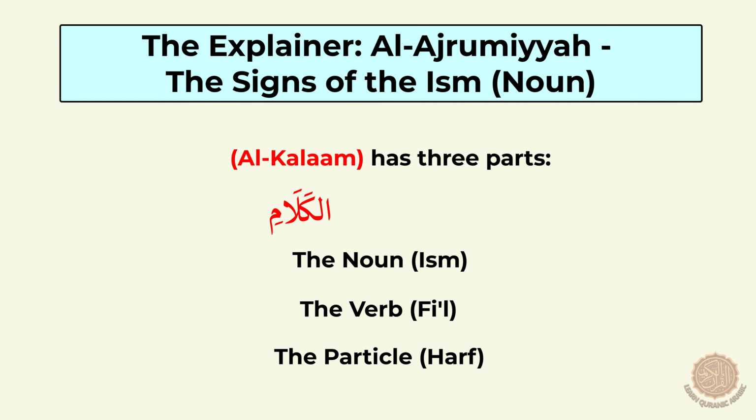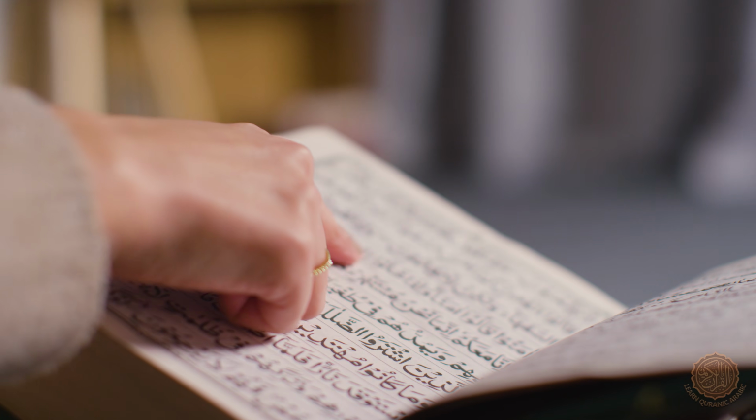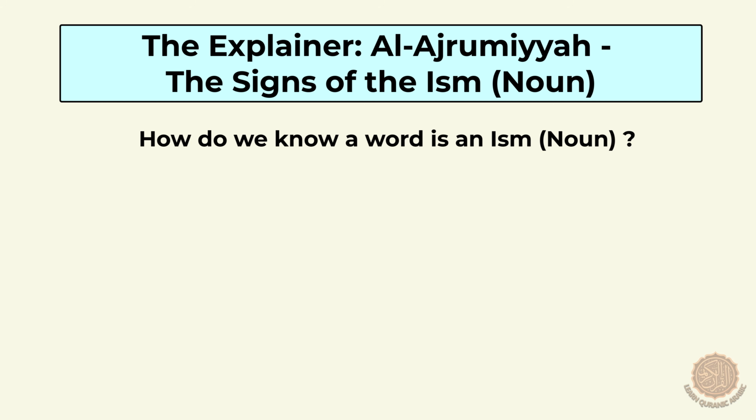Okay, but this brings up a really practical question. When you're reading the Quran or any Arabic text, you see a word. How do you know for sure that it's an ism? What are the clues, what are the signs that separate it from the fi'l and the harf? Well, the answer is in its signs.